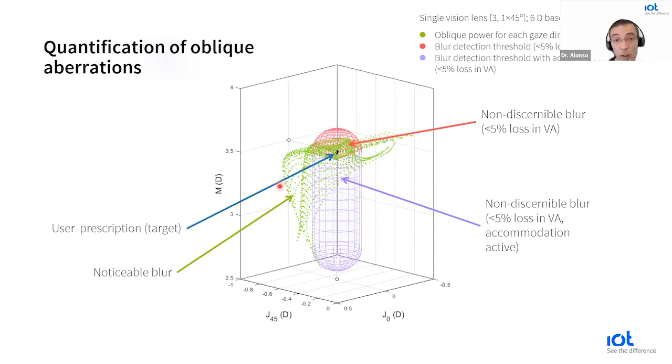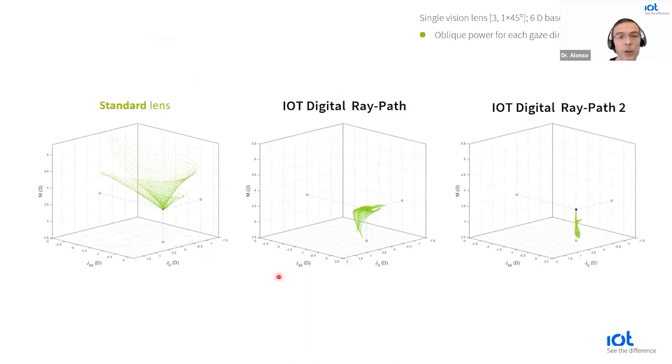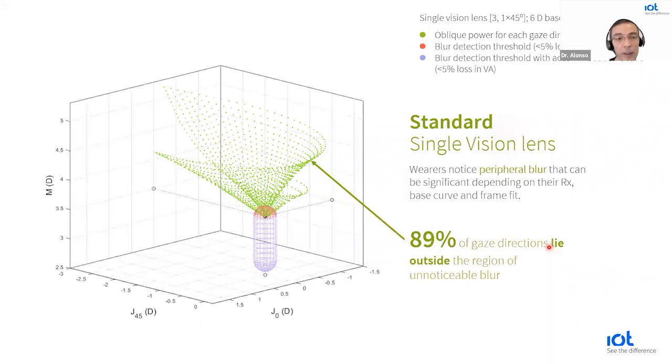blur, noticeable blur. So let's compare 3 different lens designs for the same prescription that we are using in this example. This is a standard lens. This is a lens optimized with the previous digital ray path. And now this is a lens optimized with digital ray path 2. Let's see one of them in greater detail.